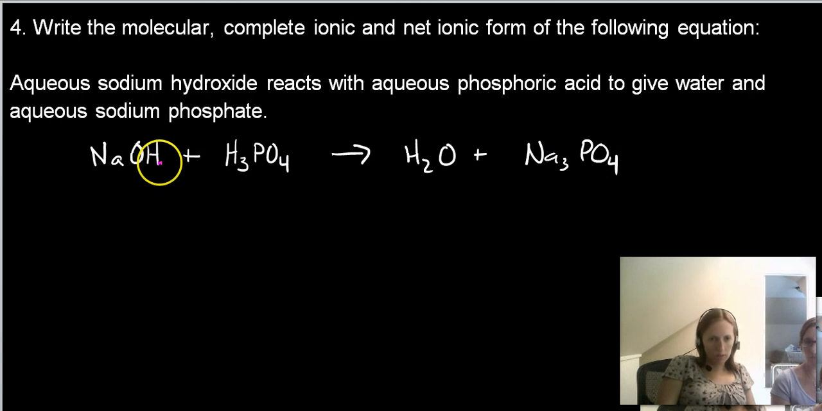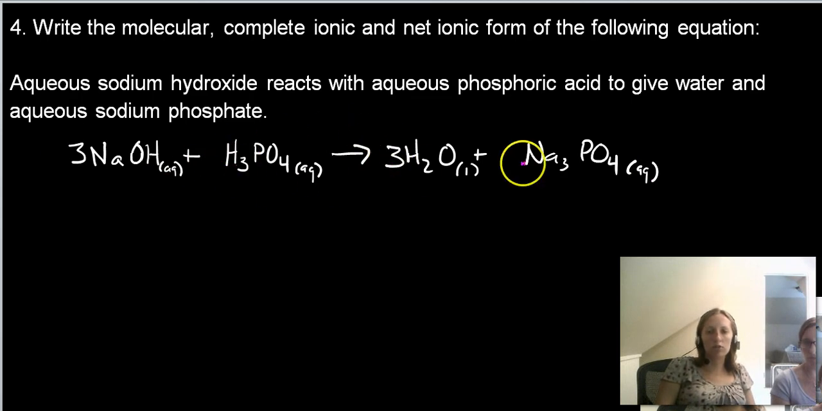We need to write little states on these. Now, water is not aqueous, it is liquid. And we need to balance 3 sodiums, 3 hydroxides, 3 hydrogens. Now we're gorgeous. All right, so that is my molecular equation.